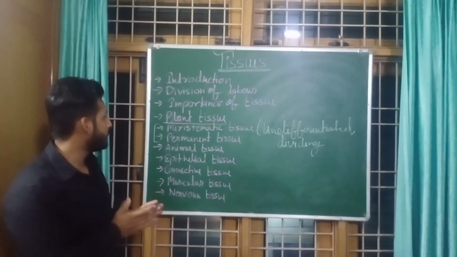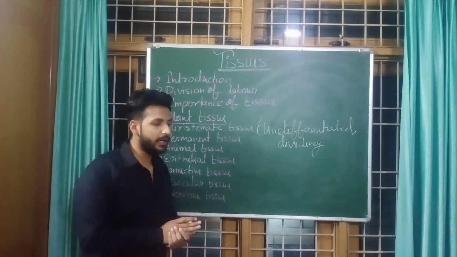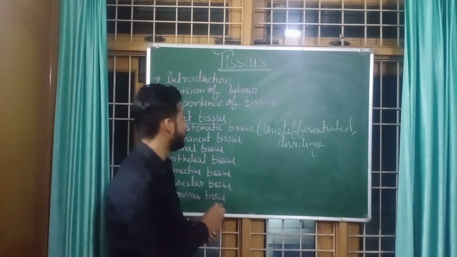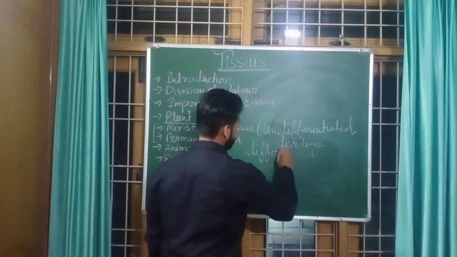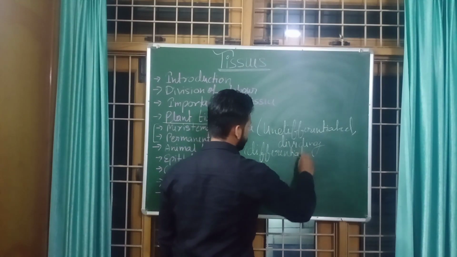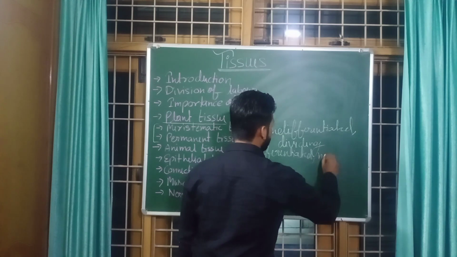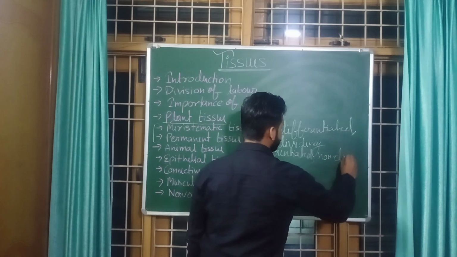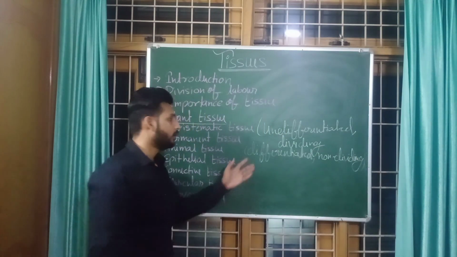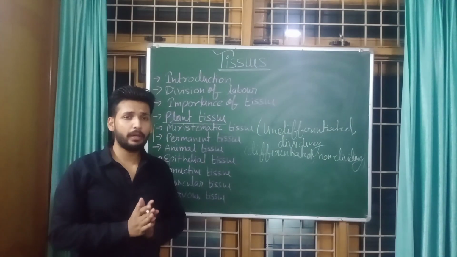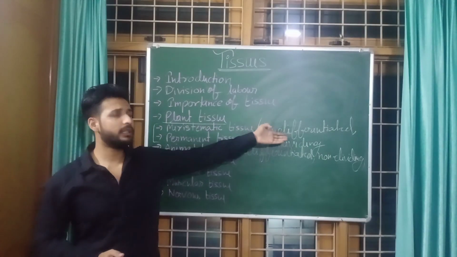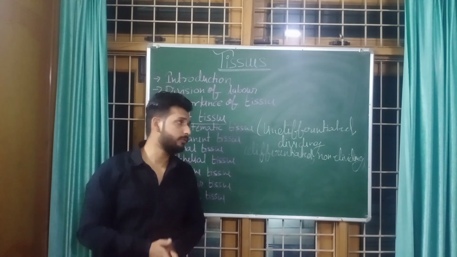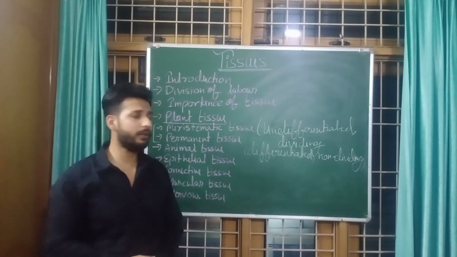Got it? Next is permanent tissue. Here in permanent tissue, these are differentiated cells and non-dividing. Their shape is fixed or permanent, and they do not divide, whereas meristematic cells divide throughout their life, so they are undifferentiated and dividing.